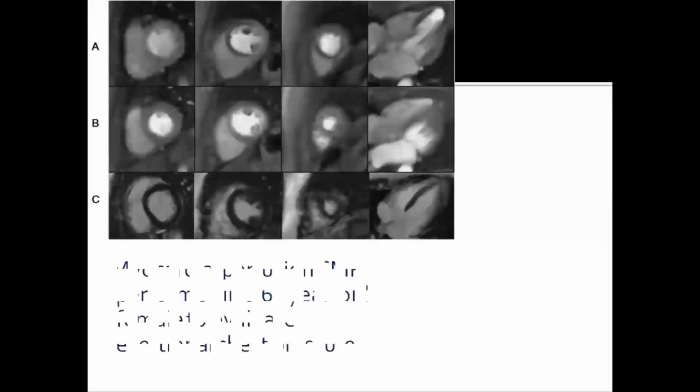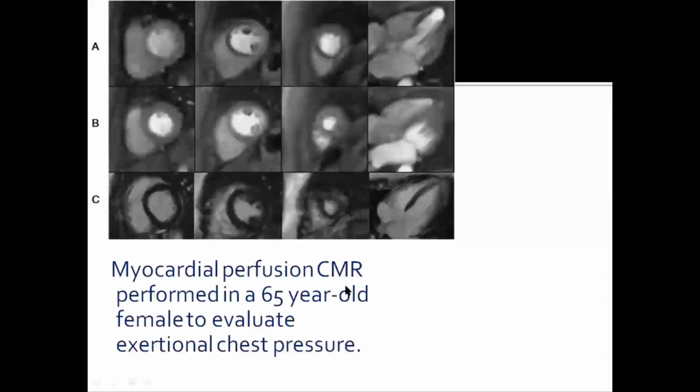This is an example of myocardial perfusion CMR in a 65-year-old female to evaluate exertional chest pain. This is the stress perfusion, this is the rest perfusion, and this is the viability. If you look at the viability here, there's no scar. And if you look at the stress perfusion, there is a hypoperfusion defect, while at rest there is no hypoperfusion defect, and that would say that this area is ischemic.